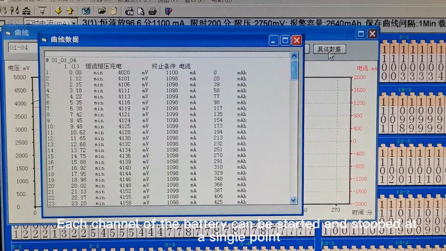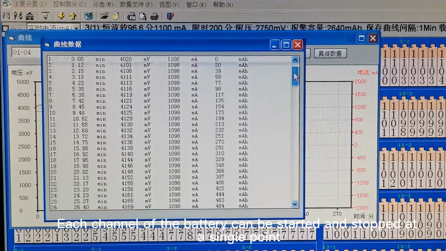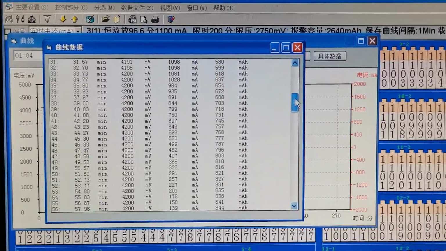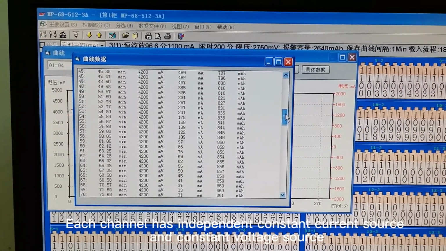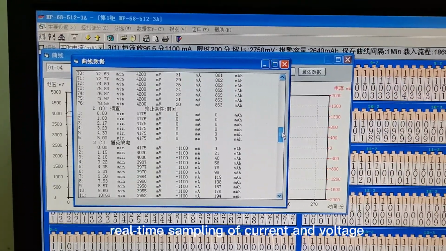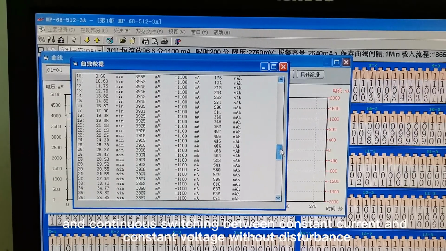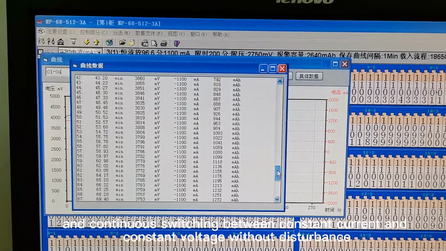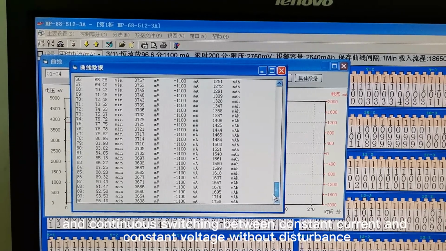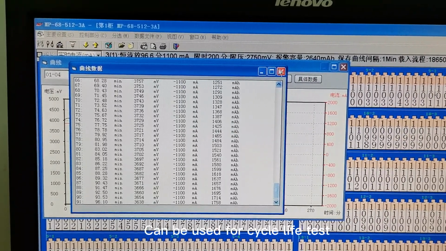Each channel of the battery can be started and stopped at a single point, and the response speed is fast. Each channel has independent constant current source and constant voltage source, real-time sampling of current and voltage, and continuous switching between constant current and constant voltage without disturbance. Can be used for cycle life test.